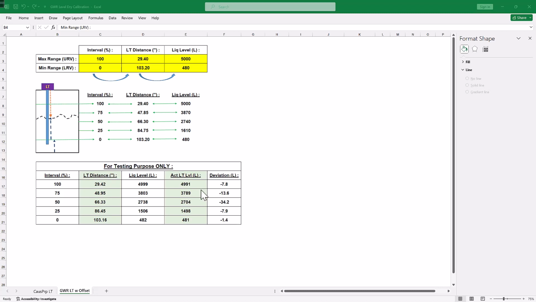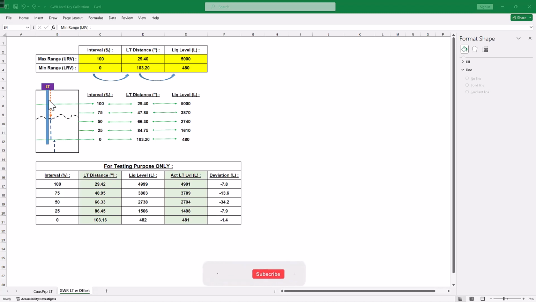Hello, today I am going to share with you how to derive or find the liquid level based on the signal distance generated by the level transmitter. This level transmitter shown here refers to a guided wave radar level transmitter. What is guided? Guided means probe. This is the probe, so we call it a guided wave radar level transmitter.